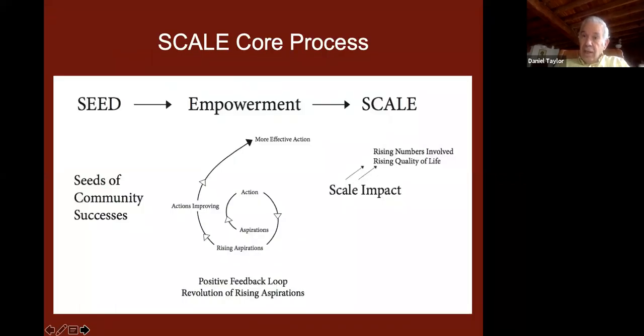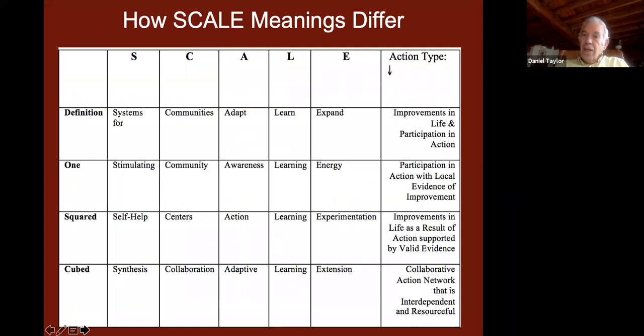But when you create it, this is what you're going to be doing, folks. You've been here. This is the beginning of this course. Remember, you saw this slide in the beginning of this class. Seeds of community successes. You've identified these in your labs. You've talked about the positive feedback loops of your revolution of rising aspirations. You've talked about how scale impact is occurring through rising numbers and rising quality. You've done this much already. So then you get into this whole process of scale.